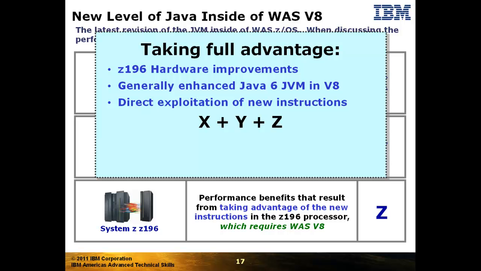Finally, there's the performance benefit provided by exploitation of the new instructions in the z196 processor. These instructions require a JVM that knows about the instructions and exploits them, which is what the JVM inside of WAS z/OS version 8 does. Let's call this performance category Z. Taken together, the z196, the Java 6 improvements, and the exploitation of the new instructions, combined, it represents the full performance advantage. This is our categories X, Y, and Z added together.